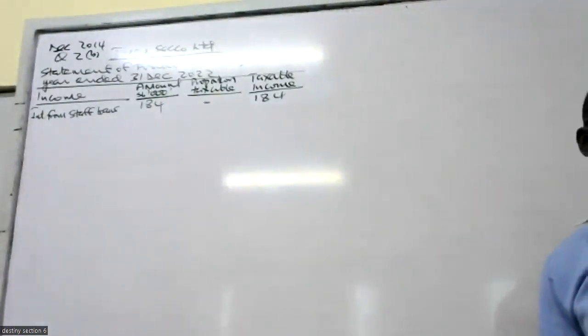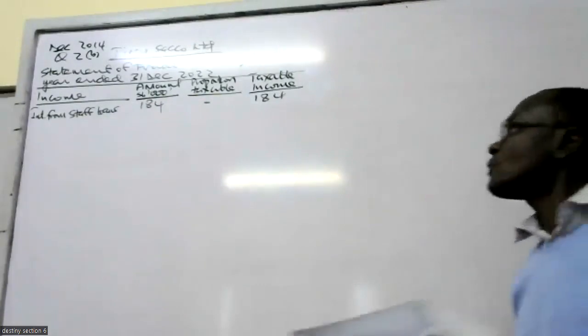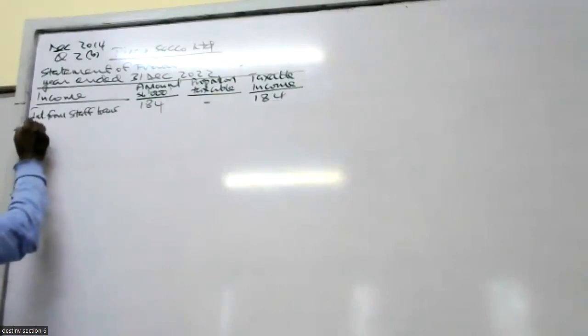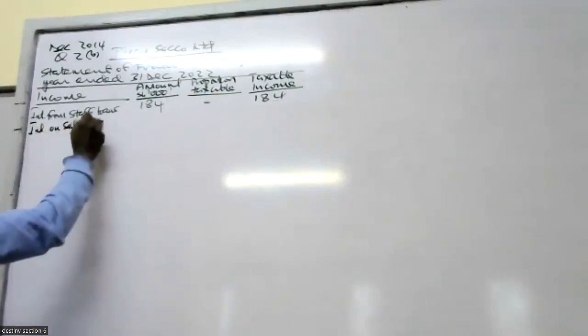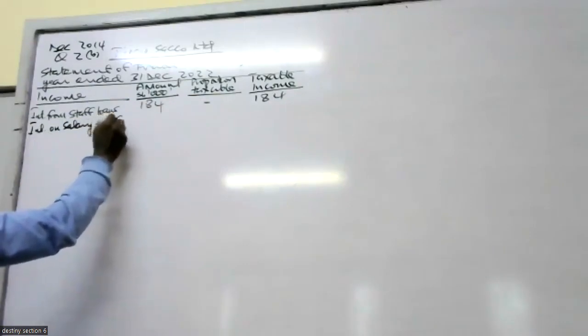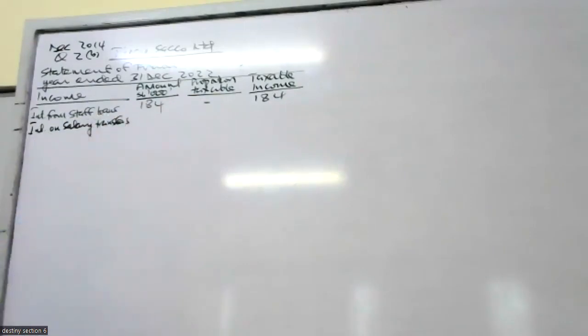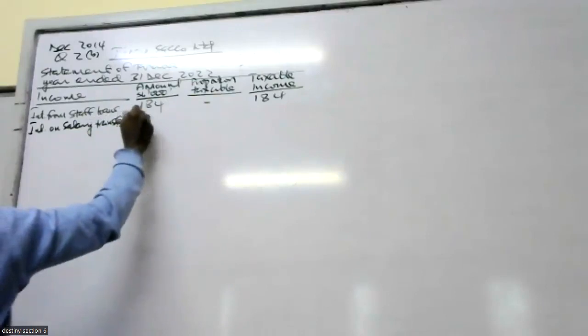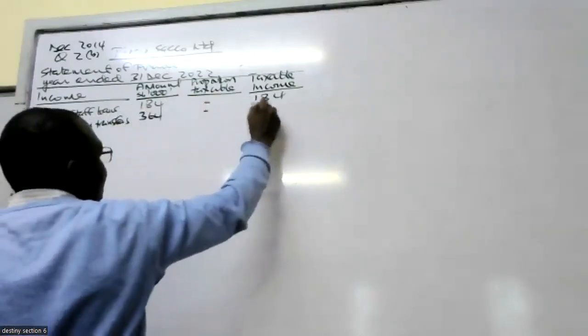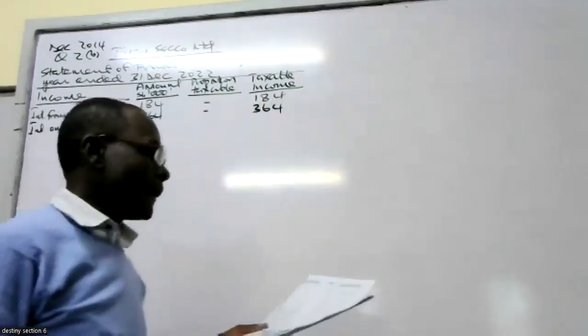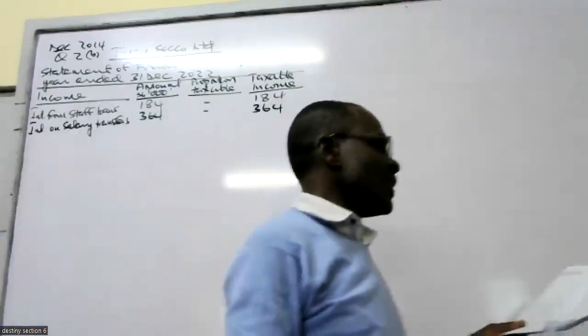Then there is interest on salary transfers, probably for staff also. Interest on salary transfers is 364. Again, we don't have a specific proportion for that. It's simply other income.